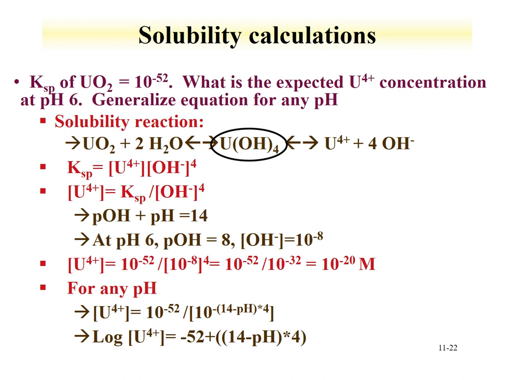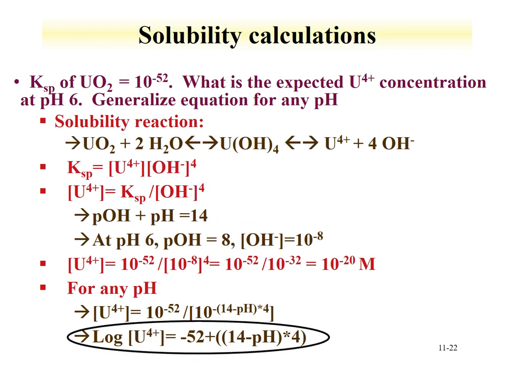And I can generalize this equation, where I say that the uranium-4 concentration is just equal to the KSP divided by 10 to the power of minus 14 minus the pH, all to the 4th. If I take the log of both sides, it's just minus 52 plus pH 14 minus pH times 4. So that's a very generalized equation that I can use to determine the amount of uranium-4 that will be formed from the dissolution of uranium dioxide.